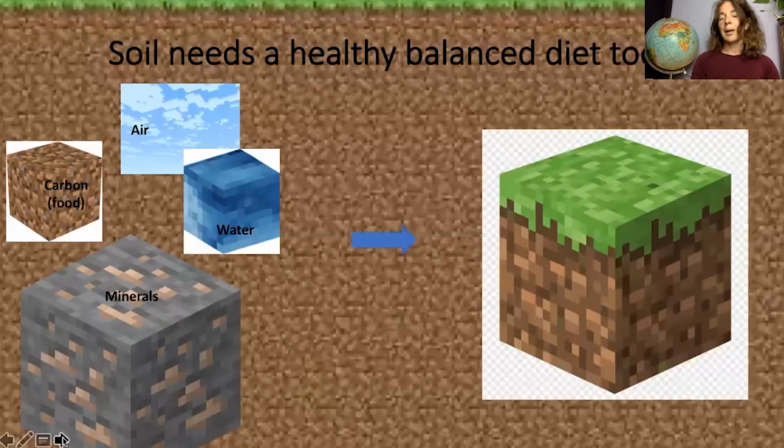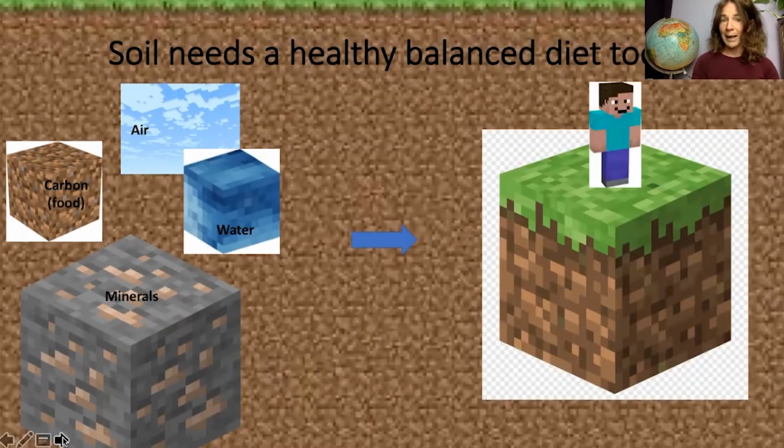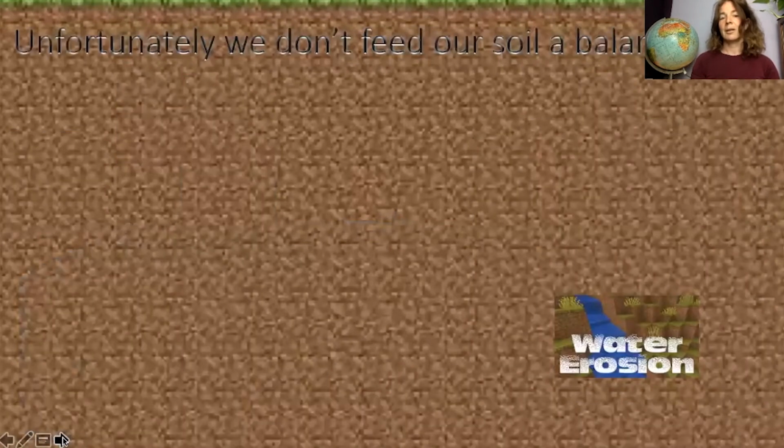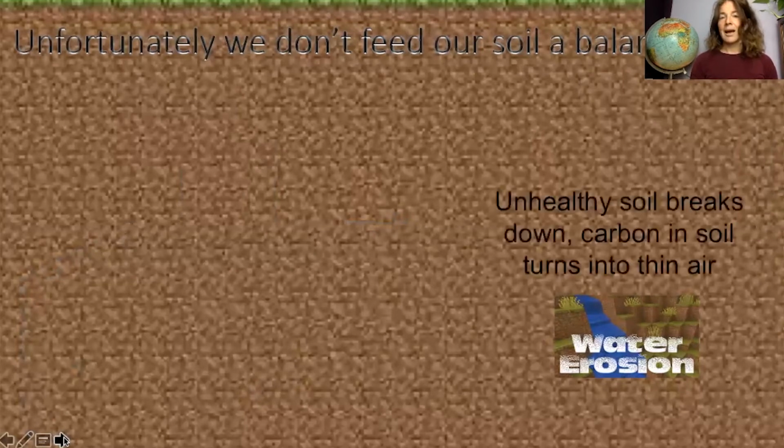Now, a healthy soil makes a happy soil. And of course, that is what makes happy people because we all depend upon soil in order to survive because it's the plants and animals that grow on top of soil that we eat. So Steve's diet depends on a healthy soil, and healthy soils need a balanced mix of carbon and minerals. Now, this is where the problem is. We don't feed our soil a balanced diet. And we have unhealthy soils because of that, because they haven't got a balanced, healthy diet.